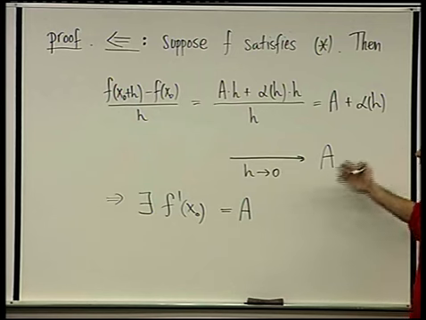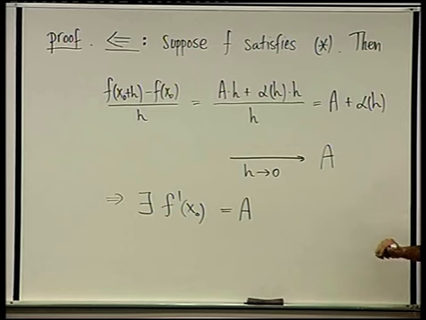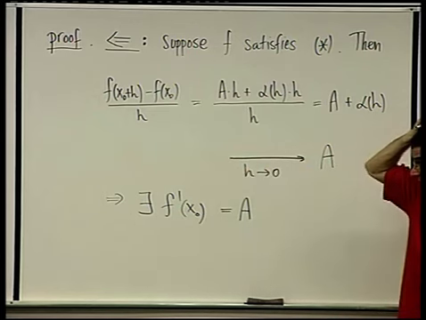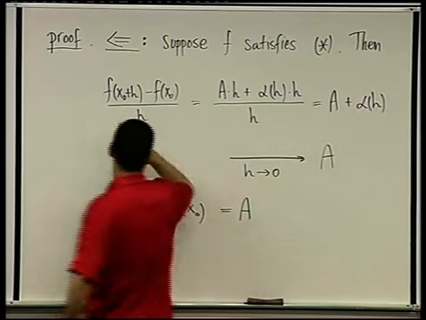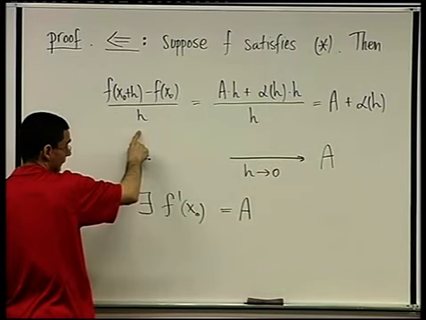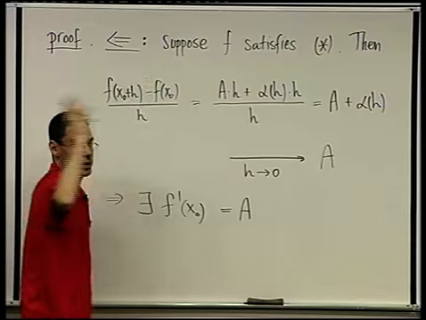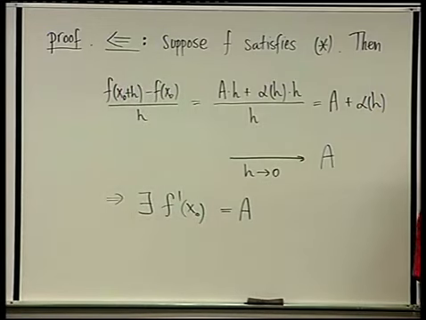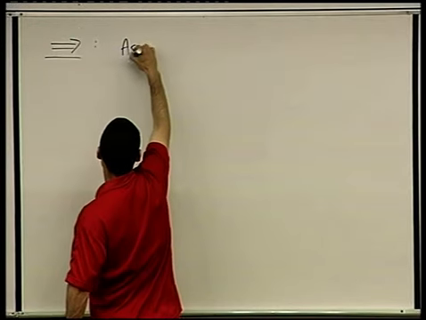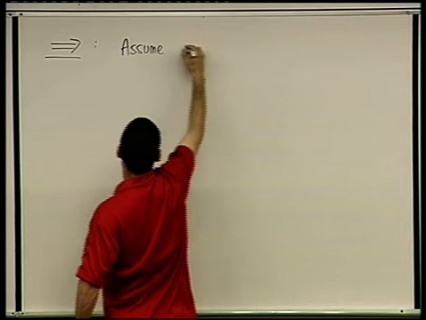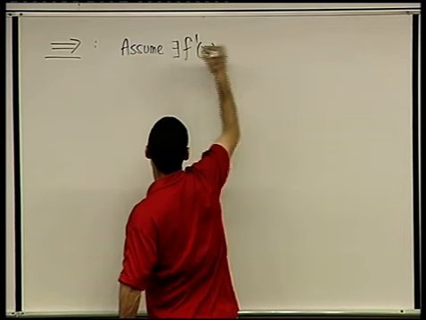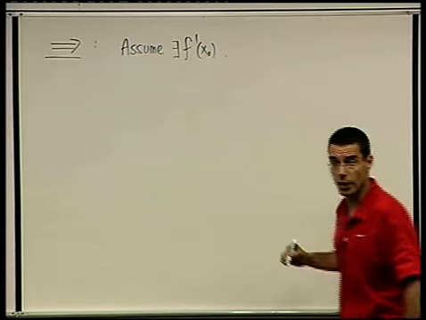Okay. Now let's do the other direction. Now I'm going to assume that the limit of this thing as h goes to 0 exists, and I want to prove that this star criteria holds. So this is the proof of the other direction. Assume f prime at x0 exists, and we want to prove star.